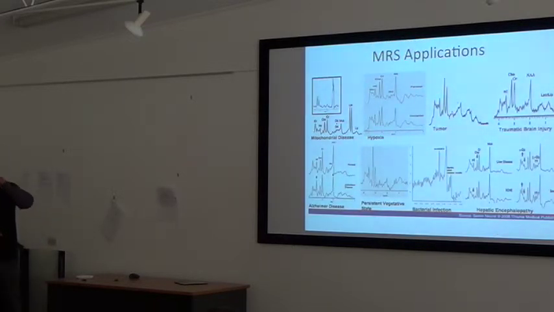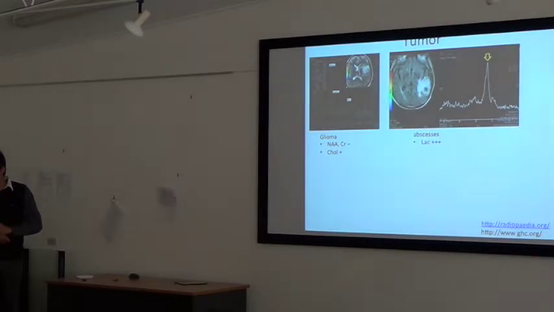Let's talk about the applications of MRI spectroscopy. The traditional application of spectroscopy is in brain tumor. First, spectroscopy can help to distinguish between abscess and glioma. For example, here you see a huge peak of choline for this glioma, which is bad, indicating active tumor. For the abscess, we don't have this choline, but there's a big lactate, which indicates the necrosis.